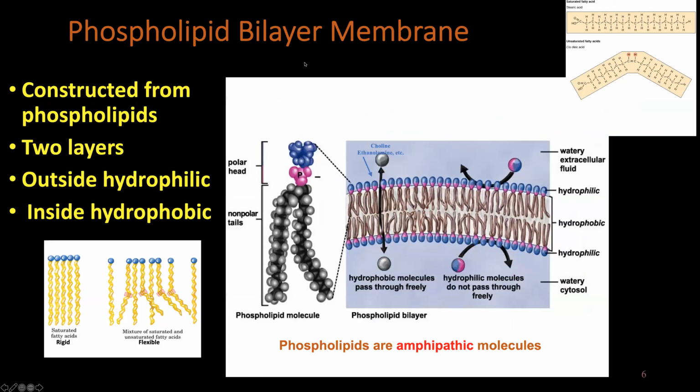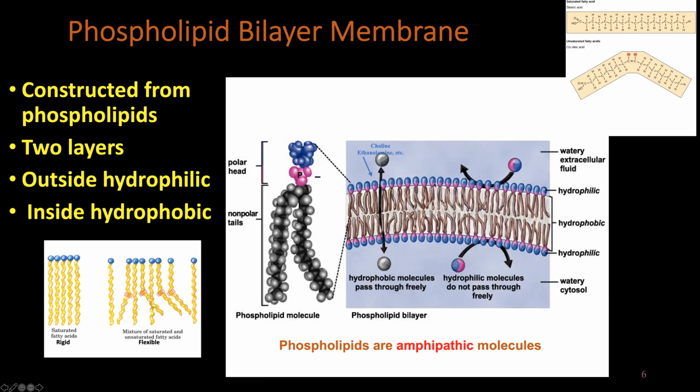And now let's go on to the phospholipid bilayer membrane. This is the membrane that's involved in life. It's constructed from phospholipids. There are 2 layers. The outside of the layer is hydrophilic, it's water-loving. The inside is hydrophobic, water-hating.